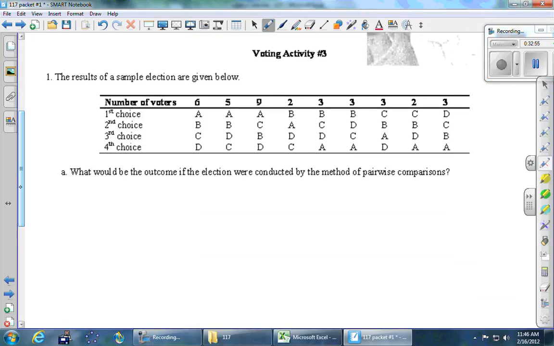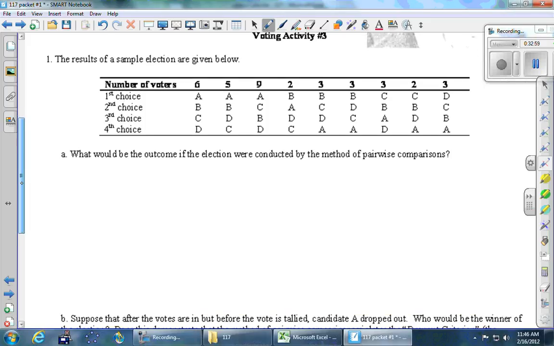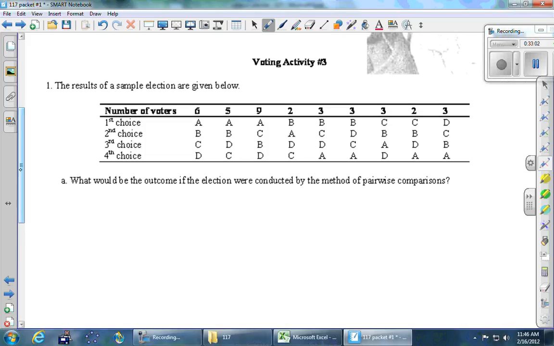Okay, voting activity number three. You guys have 29 minutes. Let's see if you can get through this and the stuff on the pages that follow.